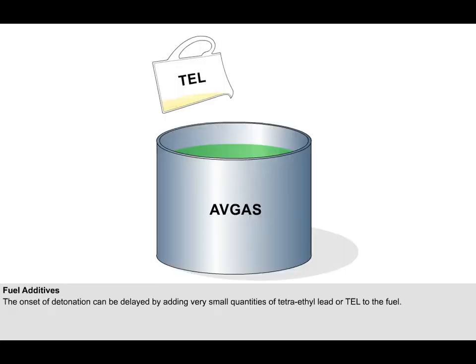The onset of detonation can be delayed by putting very small quantities of additives into the fuel, the principal one being tetraethyl lead or TEL. The action of tetraethyl lead is to reduce the temperature of combustion and increase the flame rate, so it increases the octane rating of the fuel.